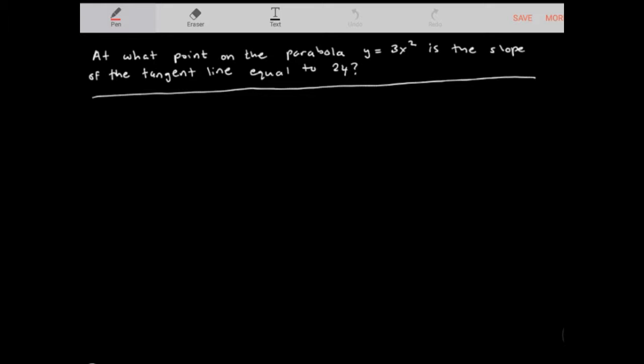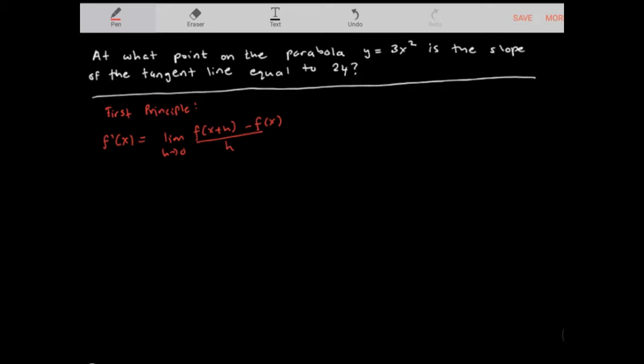Alright, so at what point on the parabola y is equal to 3x squared is the slope of the tangent line equal to 24? To do this question, I'm going to be utilizing the first principle method to find the derivative function. Recall that the first principle method, f prime of x, the derivative function, is equal to the limit as h approaches 0 of f of x plus h minus f of x over h.